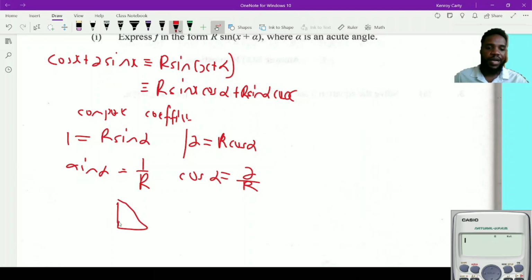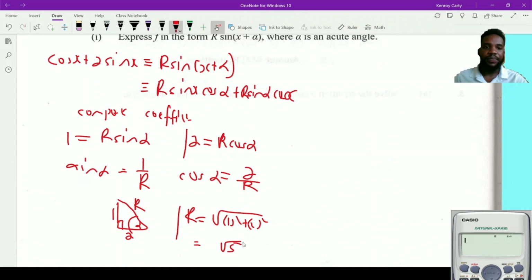If I were to put the angle here, if I were to put alpha here, we know that sine alpha is opposite over hypotenuse, so this would be 1, and this would automatically be r. Then cos is adjacent, so it would be 2 over r. So let's talk about a few things. We can start by finding r, using Pythagoras' theorem, the square root of 1 squared plus 2 squared, which makes r equal to root 5, as you can see right away.